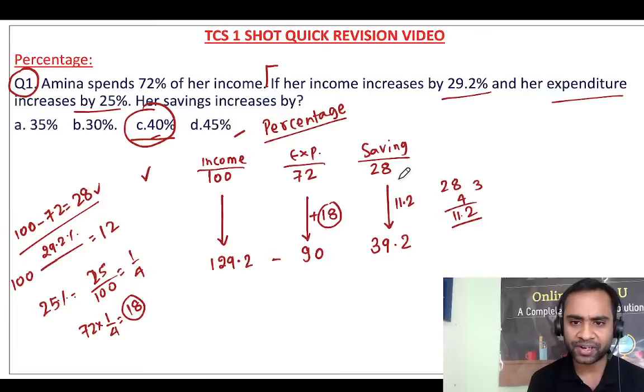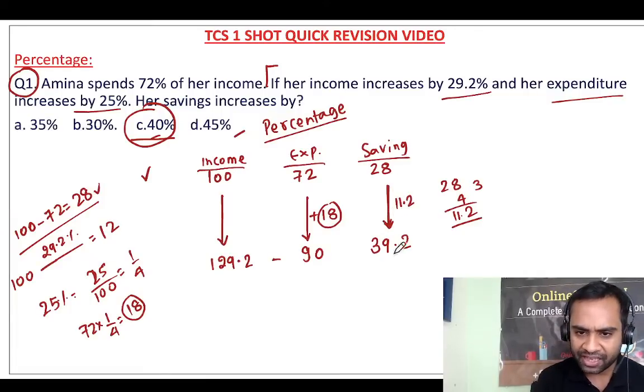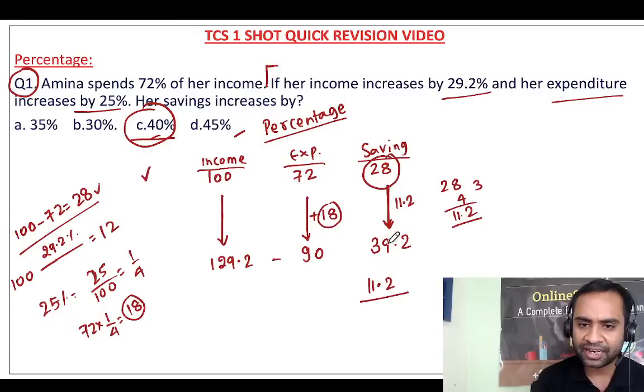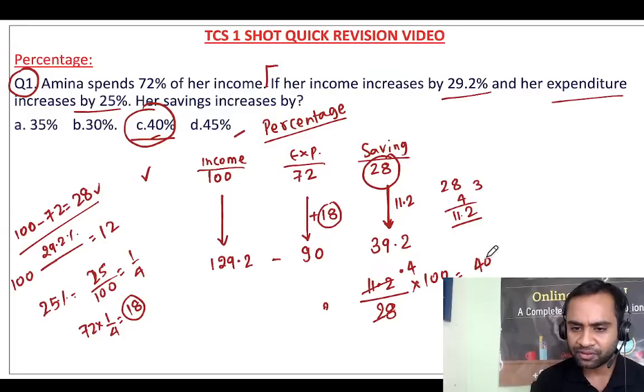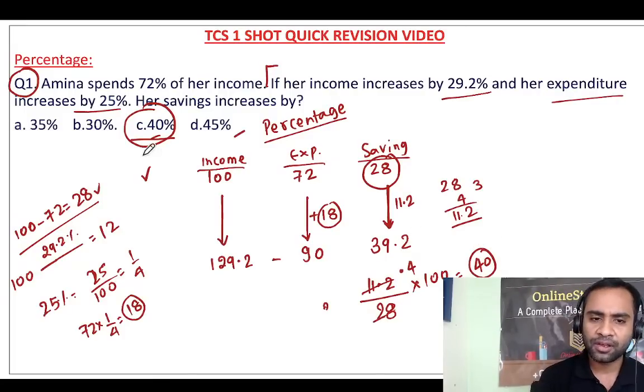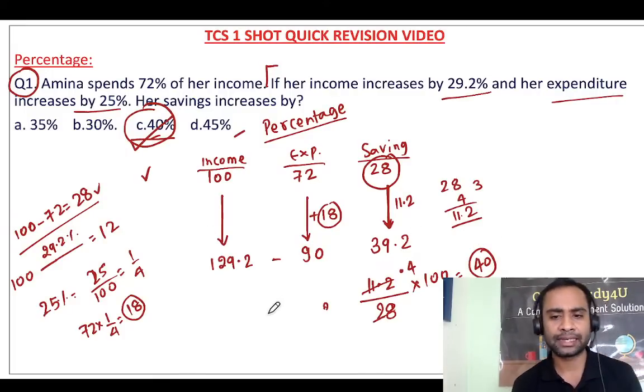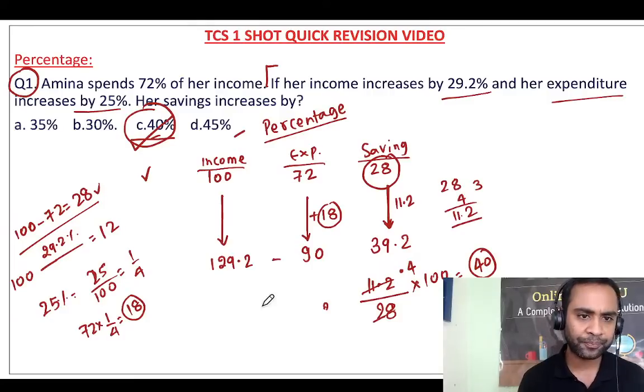Those who are not able to understand: savings has increased by how many rupees? 11.2. From where has it increased? It is from 28. To calculate percentage, multiply by 100. So this will go up by 0.4 times. 0.4 times means this will become 40%. So 40% will be the correct answer. Is it clear for everyone? Is it clear for everyone?